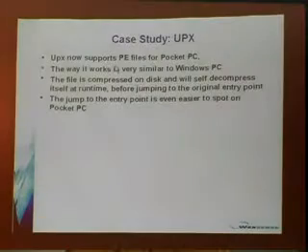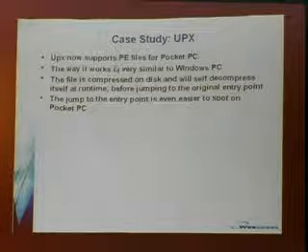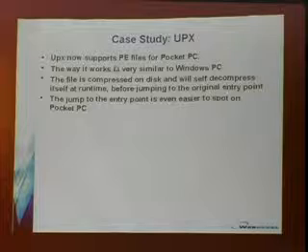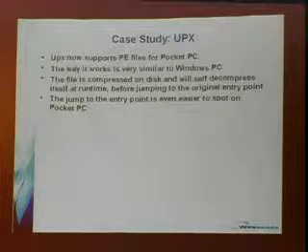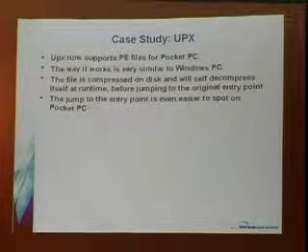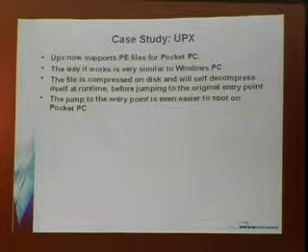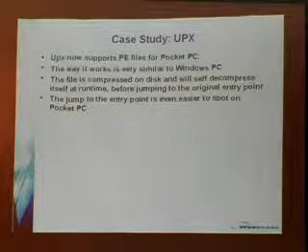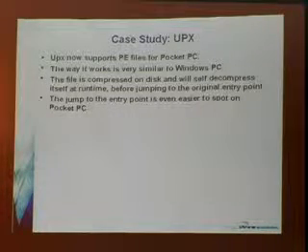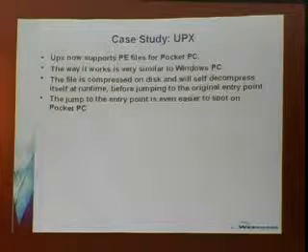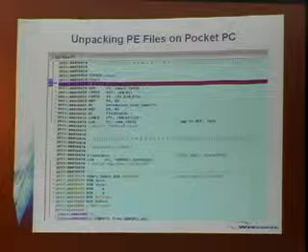So a little example now, UPX. UPX now supports PE files for Pocket PC too. The way it works is very similar to Windows PC. The file is compressed on disk and it will self-decompress itself at runtime before jumping to the original entry point. On the other hand, the jump to the entry point is even easier to find because it's not encrypted. You will spot it right away.